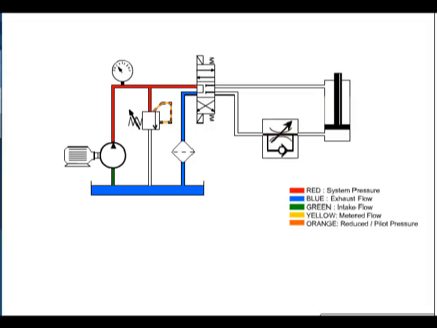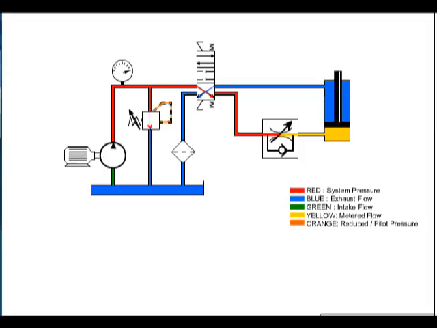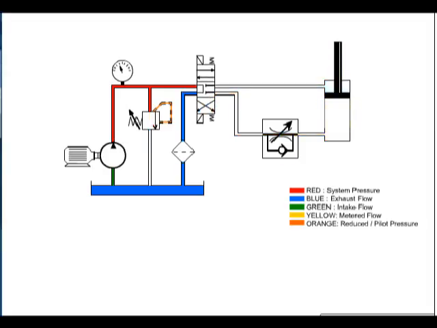When we place a flow control valve into the circuit, this flow control valve will restrict flow to the cylinder, slowing the extend rate of the cylinder. The check valve allows return flow to bypass the flow control when direction of flow is reversed.